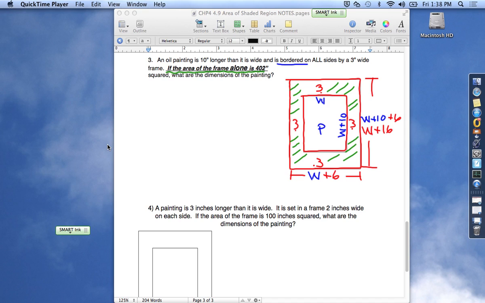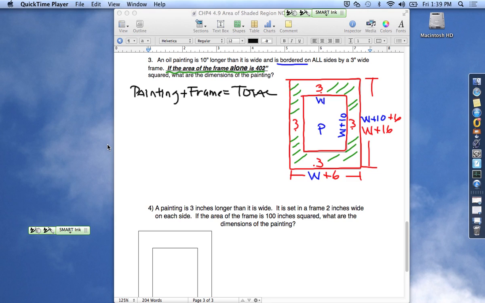Now let's do a math model in words. The painting plus the frame equals the total area. So if you were trying to find a space in your home on a wall to hang this painting, you would have to set aside enough space to take both the painting and the frame, or the total area.